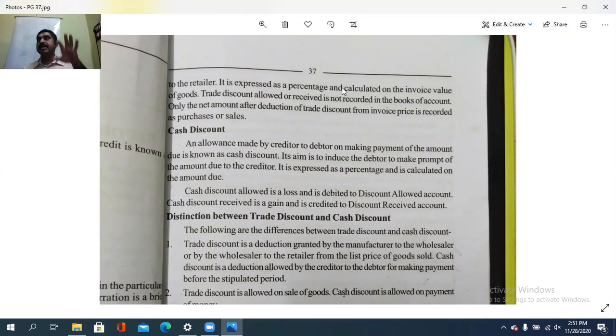Total sales in the percentage. Sorry, total purchase in the percentage may be treated as the trade discount. Trade discount allowed or received is not recorded in the books of accounts, as this is between the manufacturer, the seller, the retailer or the wholesaler. That is why it is omitted in recording.